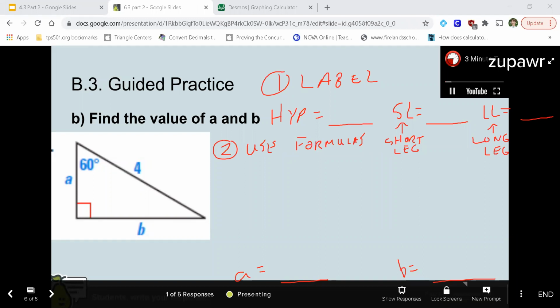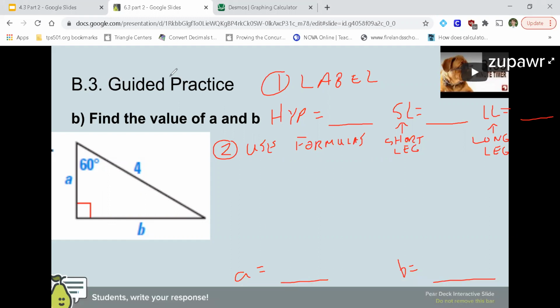Okay, let's go over these. So, can anyone tell me what is the hypotenuse of this triangle? No. This one? No. This one? Oh, turn that way. This one? No, that. No. This one? What do you think, Carmen? Which one of these is the hypotenuse?